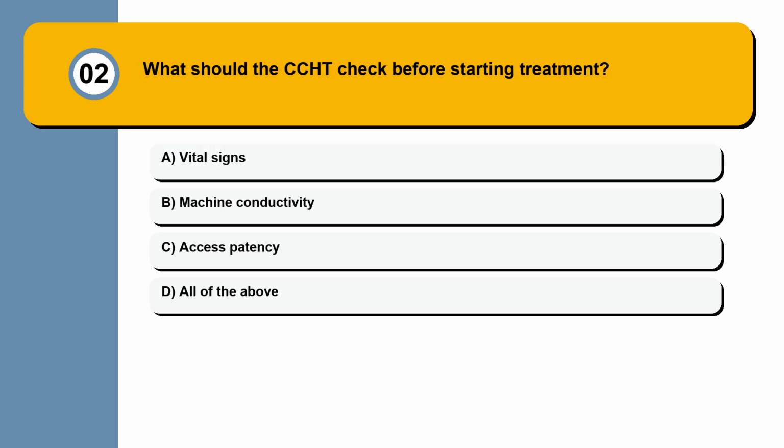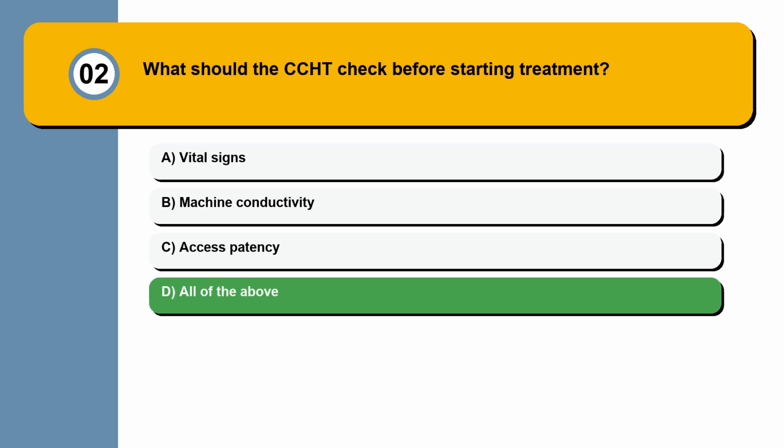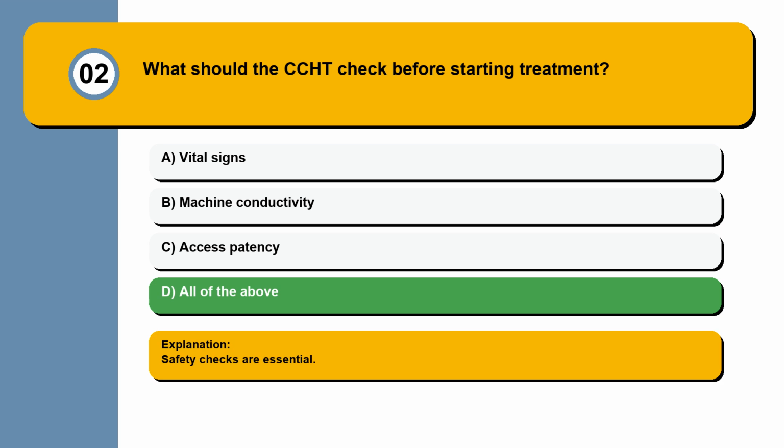Question 2. What should the CCHT check before starting treatment? Vital signs, machine conductivity, access patency. All of the above. Safety checks are essential.